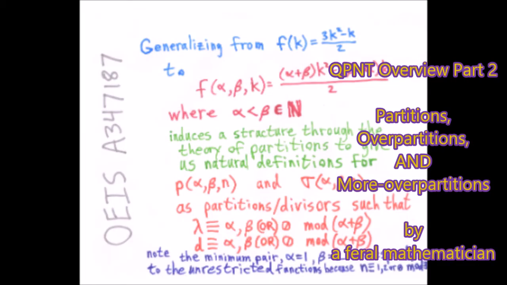In the last video, part one of this overview of the quadratic polynomial number theorem, we covered the generalization over the two parameters alpha and beta. In this video, we're going to take a look at what happens when we set alpha equals 1, beta equals 1, which was excluded from our case before. For more information, see the Online Encyclopedia of Integer Sequences, sequence A347187. Okay, on to the topic of this video.